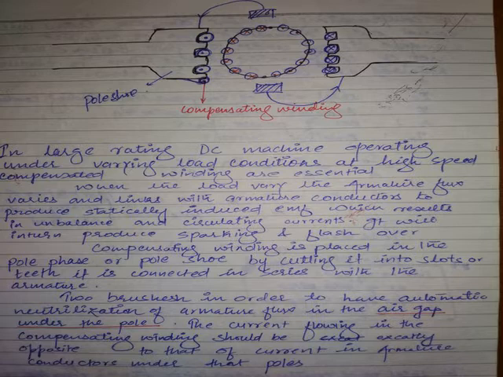Now, what you have to do? You have to arrange all these compensating winding conductors on each pole. So, if there are two poles in a machine, what you will do? You will divide this into two parts. You will keep each part in each pole. If you have four poles, all this will be divided into four parts. If you have p poles, what you will do?